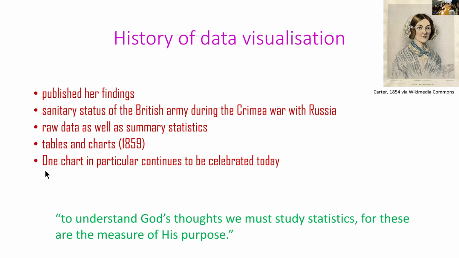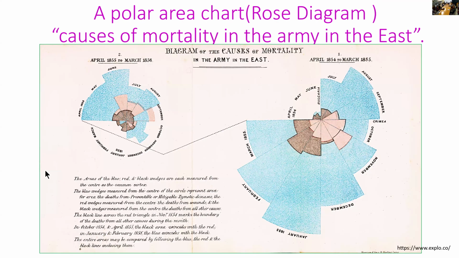Florence Nightingale was the first person to do this figure, also called a polar area chart or Rose diagram. This she did in 1859. Just imagine this: the causes of mortality in the east, that is in Crimea. For people in the west, everything is east like that. So this is 1854, April to March 1855, and this is 1855 to 1856.